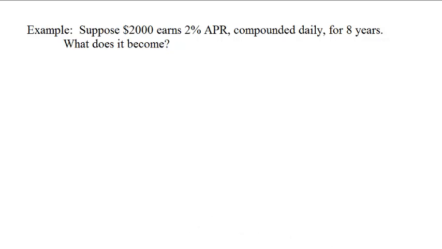Here's an example. Suppose you put $2,000 in the bank, earning 2% APR, annual percentage rate, compounded daily for 8 years. What does it become? Well, the final amount is what we want to know. The initial amount is $2,000. Compounded daily means that the number of times we compound it each year is 365.